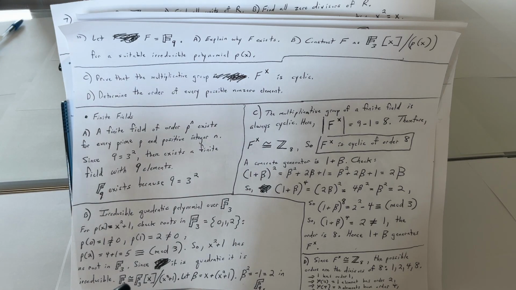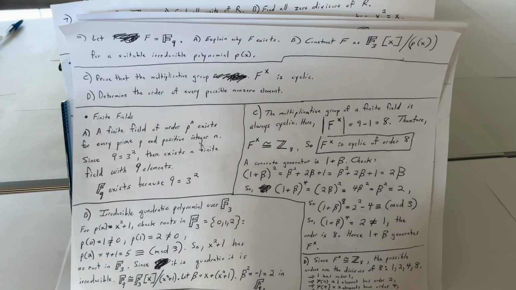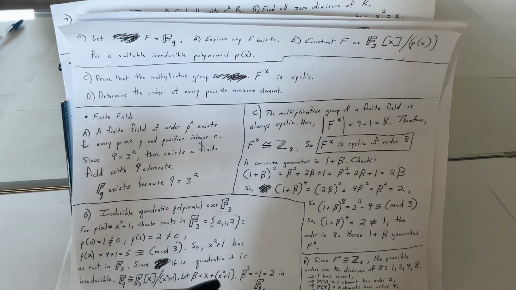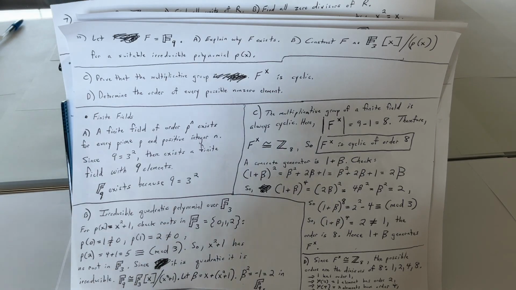And we get that F_9 is isomorphic to F_3 adjoin x, quotient over x squared plus 1. And if we let beta equal x plus the ideal generated by x squared plus 1, beta squared equals negative 1 equals 2. It's in F_9. And sorry if I mispronounced anything. I know I'm going fast. Just trying to get you through this. You have it as a reference.